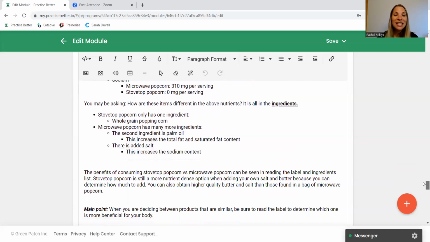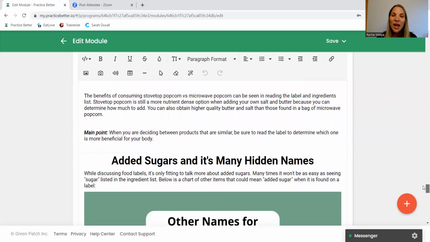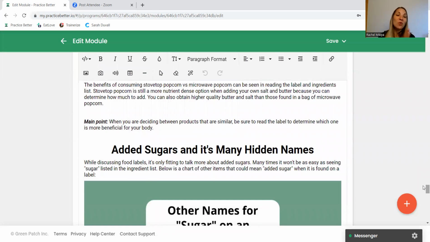So those are just some examples for you. And the main point here is that when you are deciding between products that are similar, be sure to read that label to determine which one is going to be more beneficial for your body.